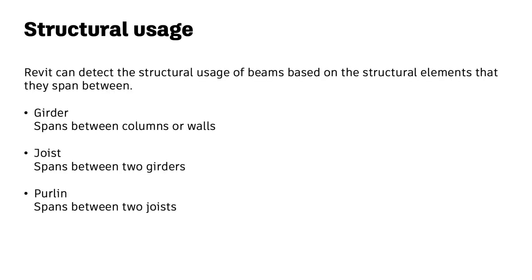The structural usage of a beam determines its rank, a girder being a primary member, a joist being a secondary member, and a purlin being a tertiary member. Revit automatically detects the structural usage based on what the beam is connected with. If no connection exists on one or both ends, then Revit will set the usage to other. However, structural usage can be overridden if required.